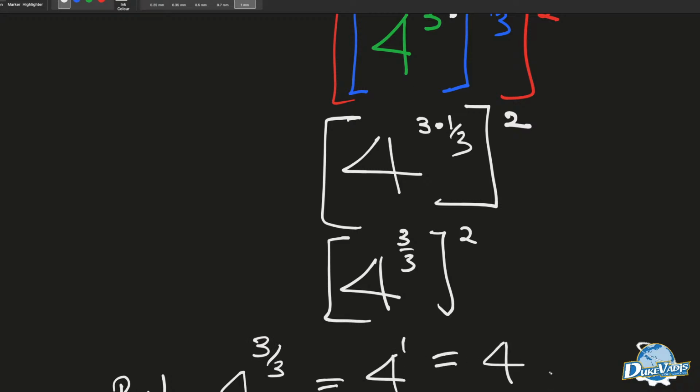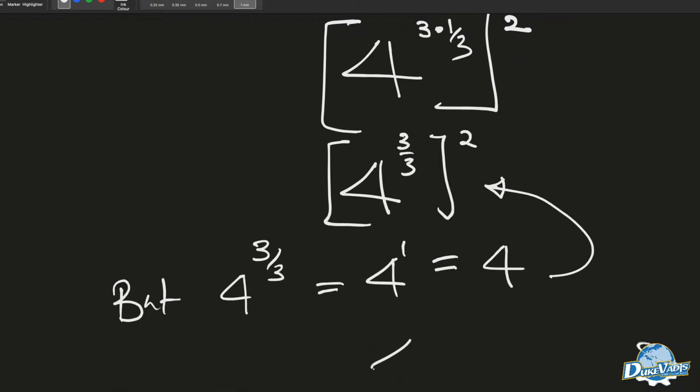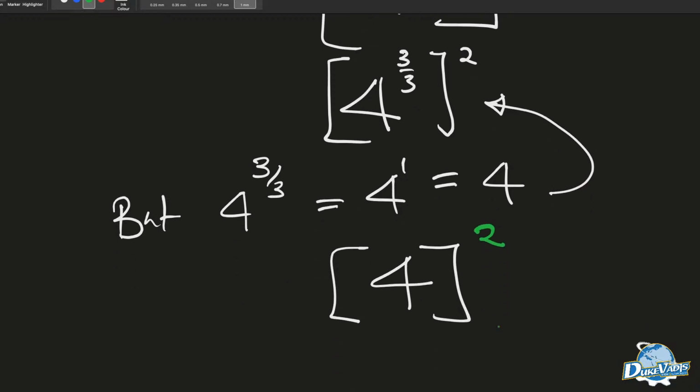When we substitute this back into the bracket, we have 4, all in brackets, with the 2 sitting on top. It's going to be 4 times 4, which gives us 16. You see that it's so easy. Now let's recap and see how we got to this last point.